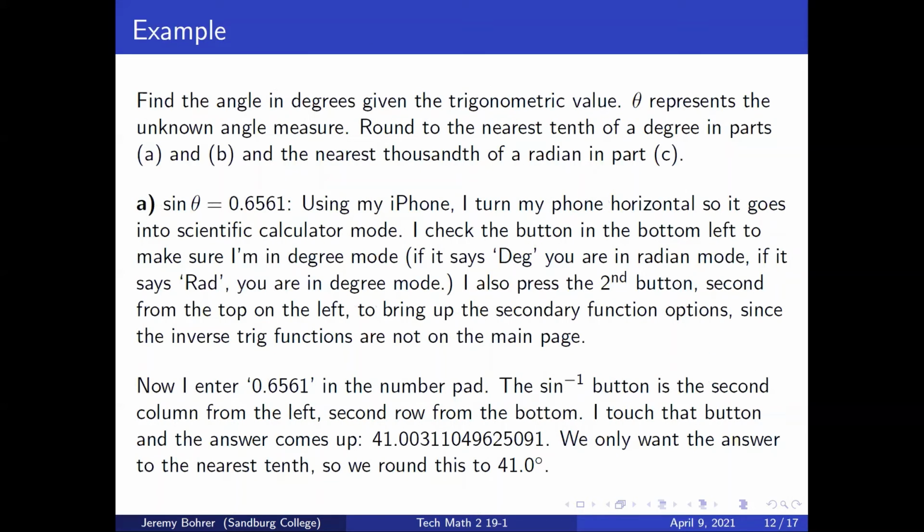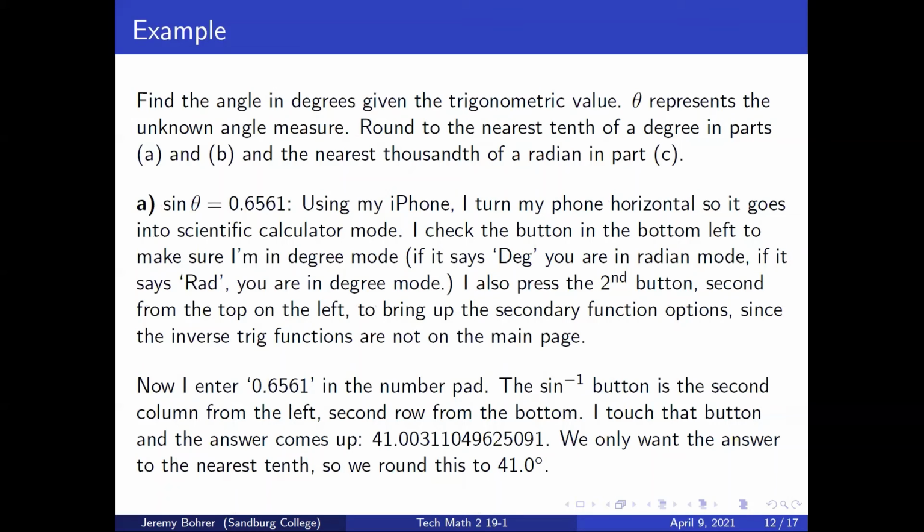For example, find the angle in degrees given the trigonometric value. Theta represents the unknown angle measure. Round to the nearest 10th of a degree in parts A and B, and the nearest 1,000th of a radian in part C. So that first line about finding the angle in degrees was a little incorrect. Sine of theta equals 0.6561.